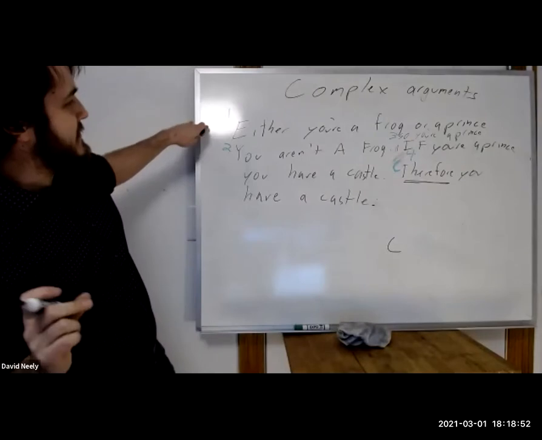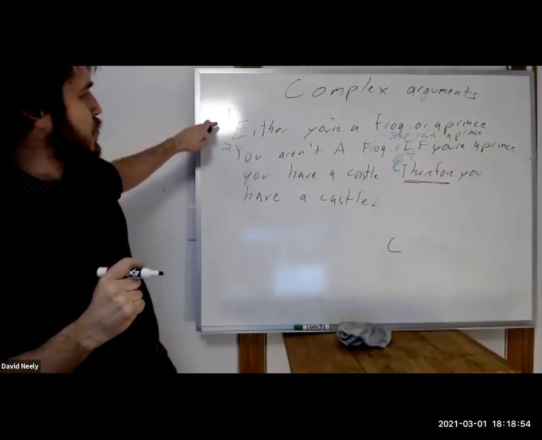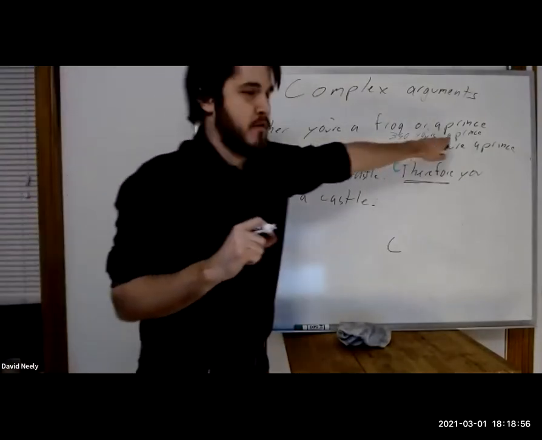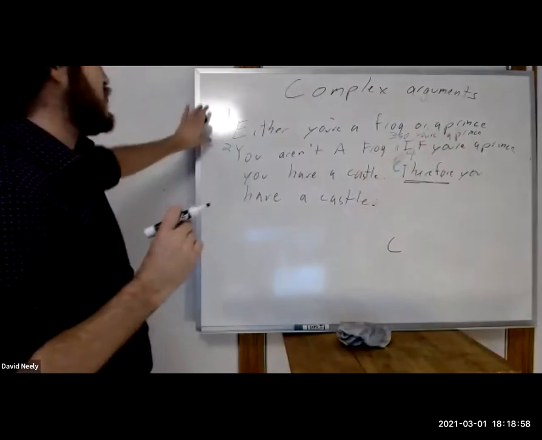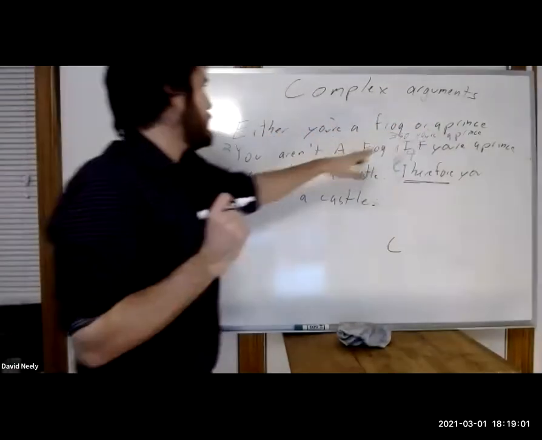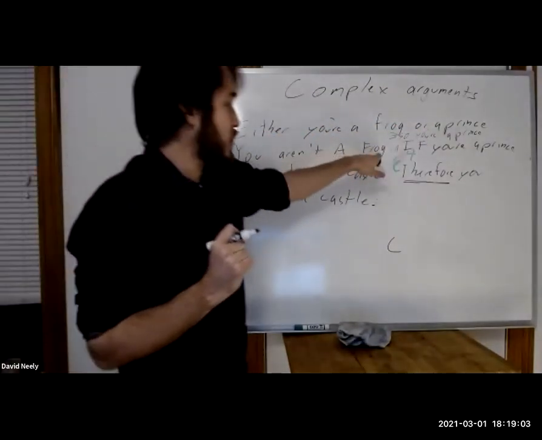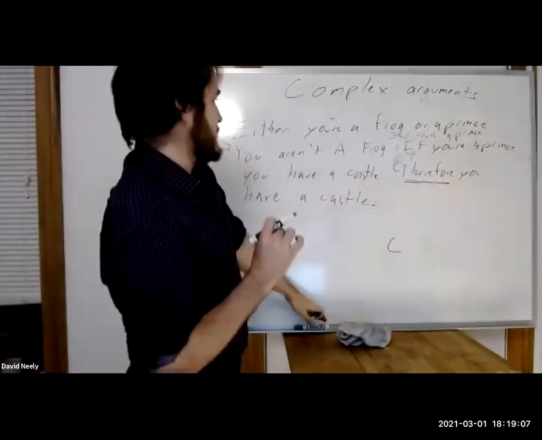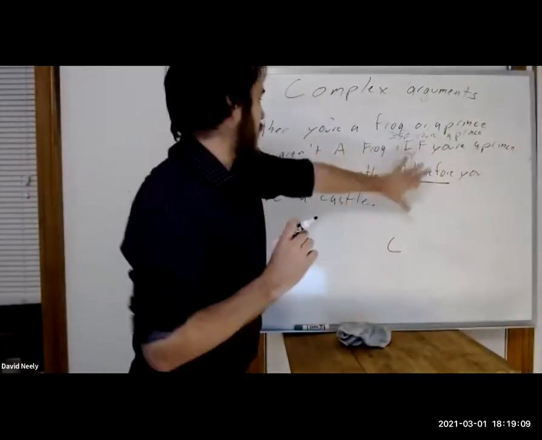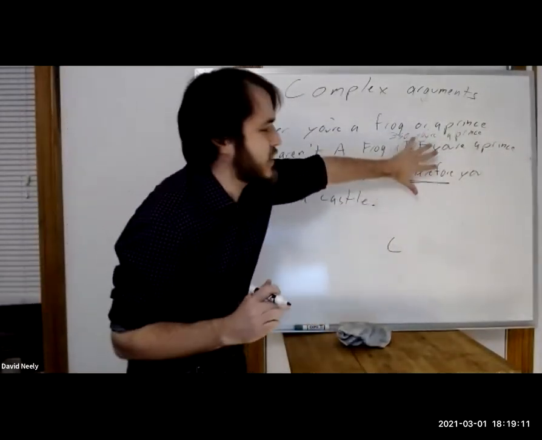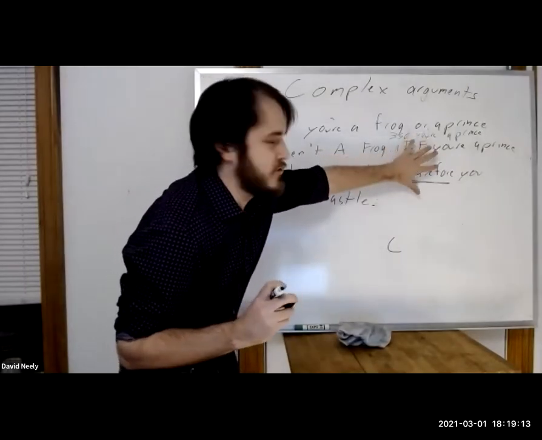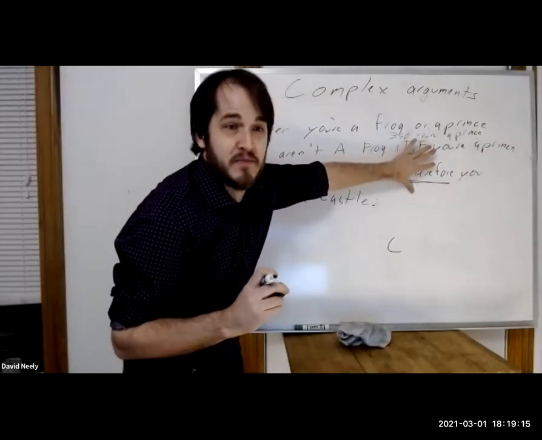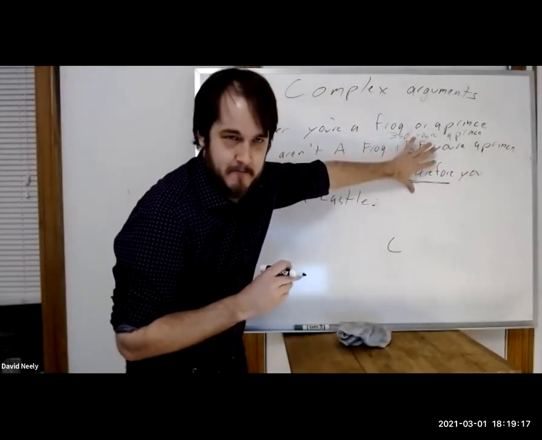So let's think about it this way. Think about sentence 1, 2, and 3. How do these relate to each other? We've got either you're a frog or a prince. You aren't a frog, so you're a prince. Ignoring sentence 4 and the conclusion, what does that look like? Just 1, 2, and 3. What of the things we talked about last week does it look like?